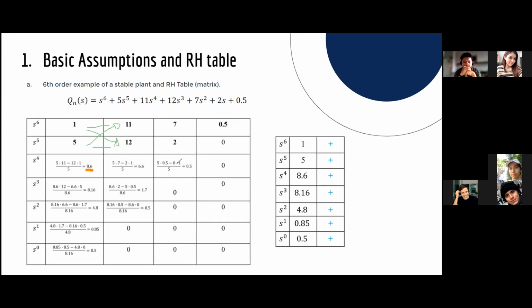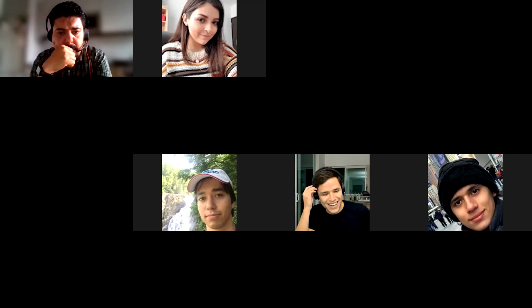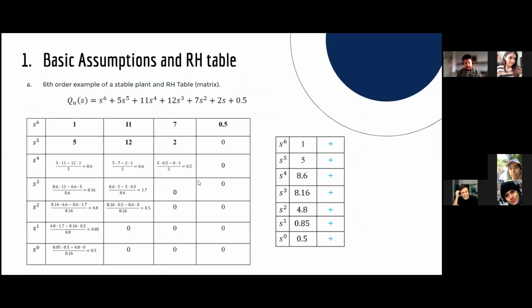Now for the next values, we do the same thing, but we ignore the values in the middle, and we start doing it with the values that are far to the right until we reach the end of the table. And basically we keep repeating the same process until the table is completely filled.